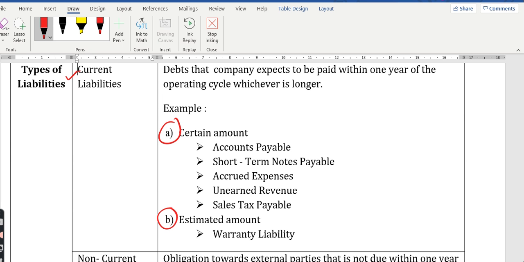These items are called current liabilities because they are debts that the company expects to pay within 1 year, that means less than 12 months. That is why they are classified as current liabilities.